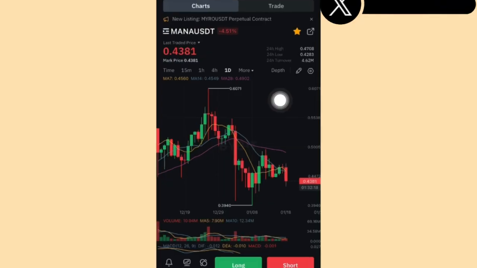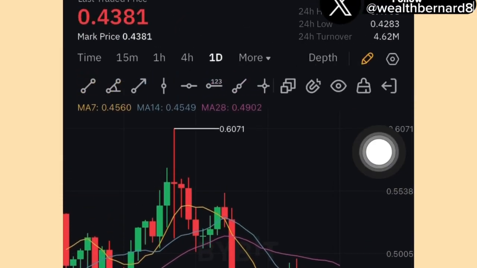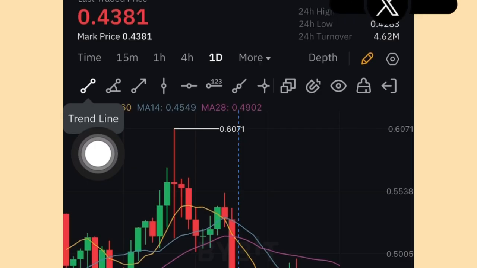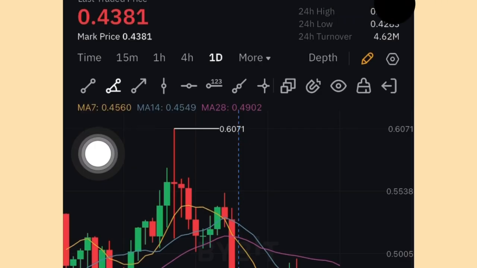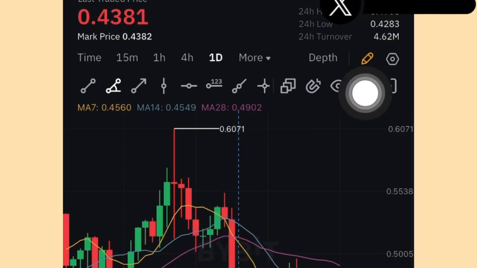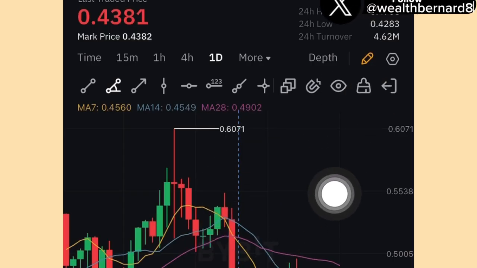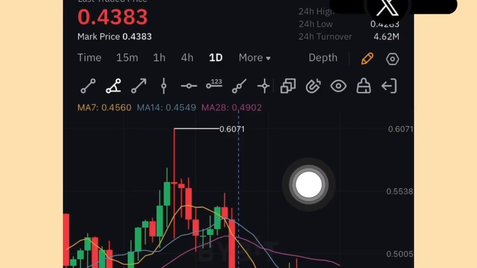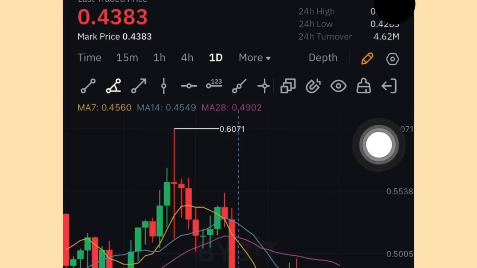If you come right here, you're going to see a pencil icon. If you click on it, you're going to see all the drawing lines, like the horizontal, the trend angle, the long, and a bunch of others. All these are an in-depth tutorial for chart analytics, which I'm not going to go into. It's going to be a video for another day.